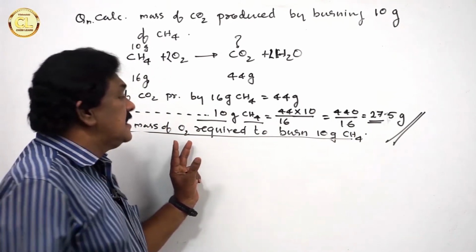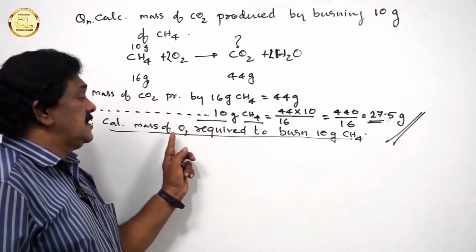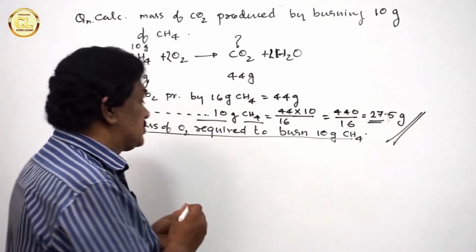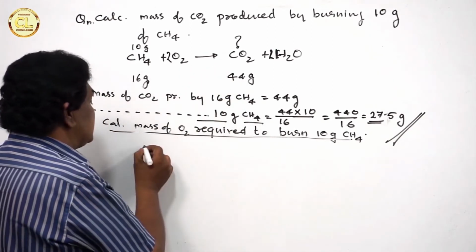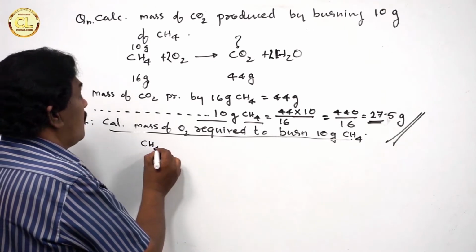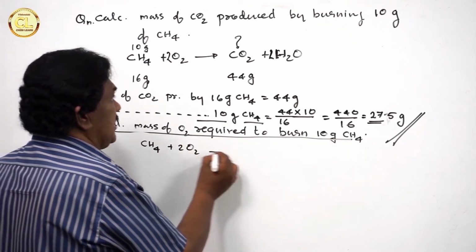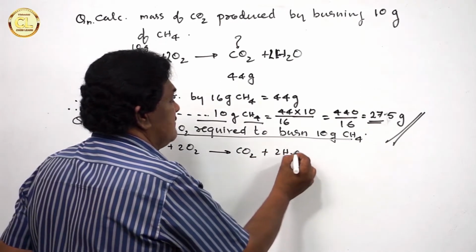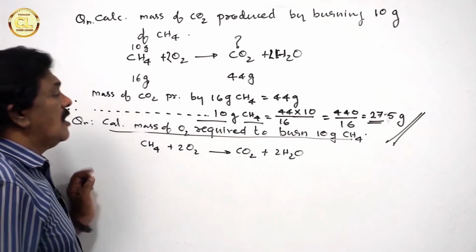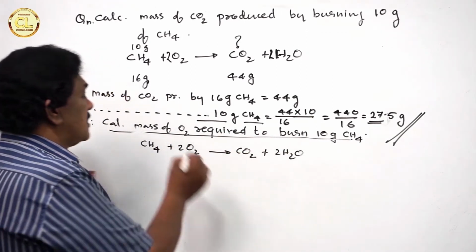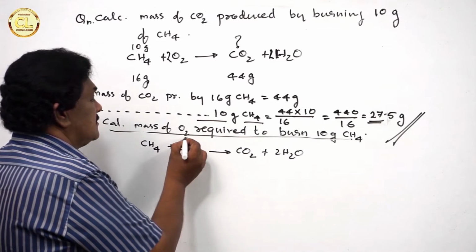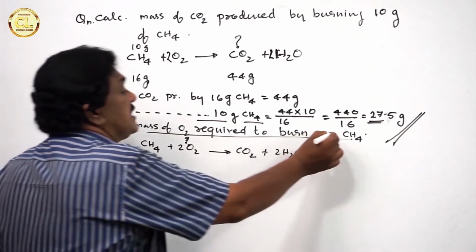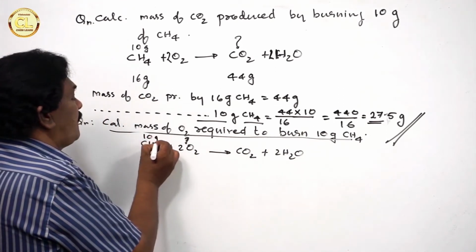In order to find the oxygen required, represent the balanced equation at first. The balanced equation is the same as before. That is CH4 plus 2O2 gives CO2 plus 2H2O. That is the balanced equation. Now, what we are asked to find is the mass of oxygen, so put a question mark over oxygen. And you are supplied with 10 gram of methane.